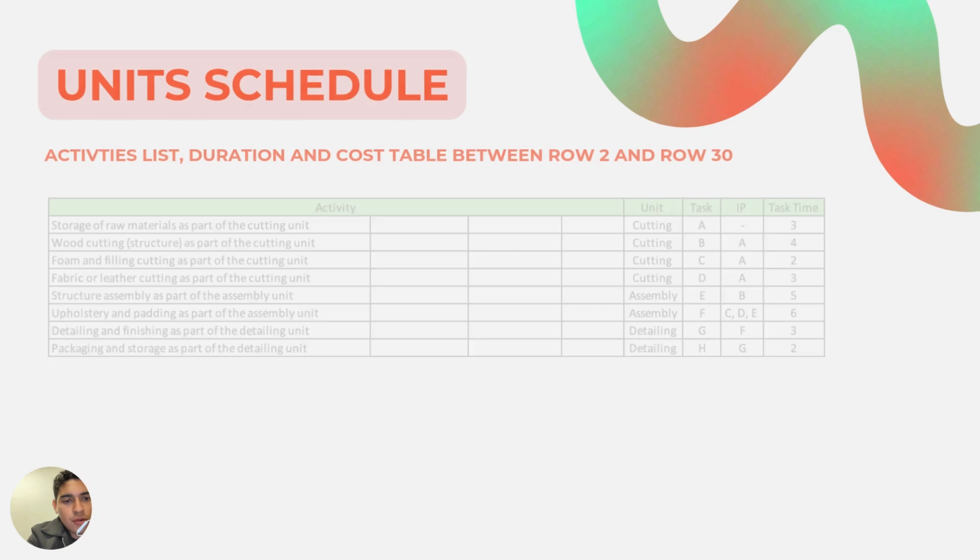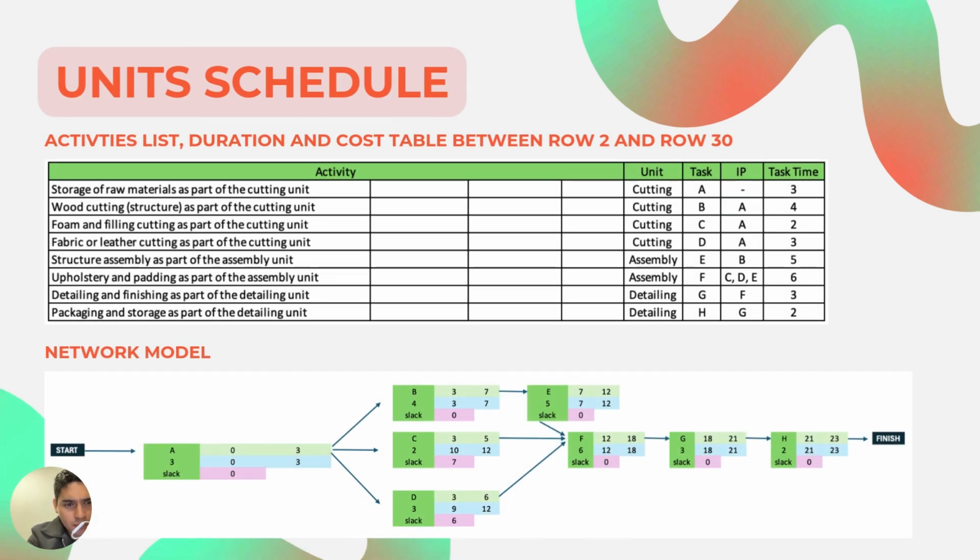The project scheduling was a complete activity list with the task sequence, activity durations, and working units involved. Step one was to build the activity network. We used precedence relationships to draw the CPM diagram. Activities include cutting, assembly, detailing, and packaging, tasks A through H.